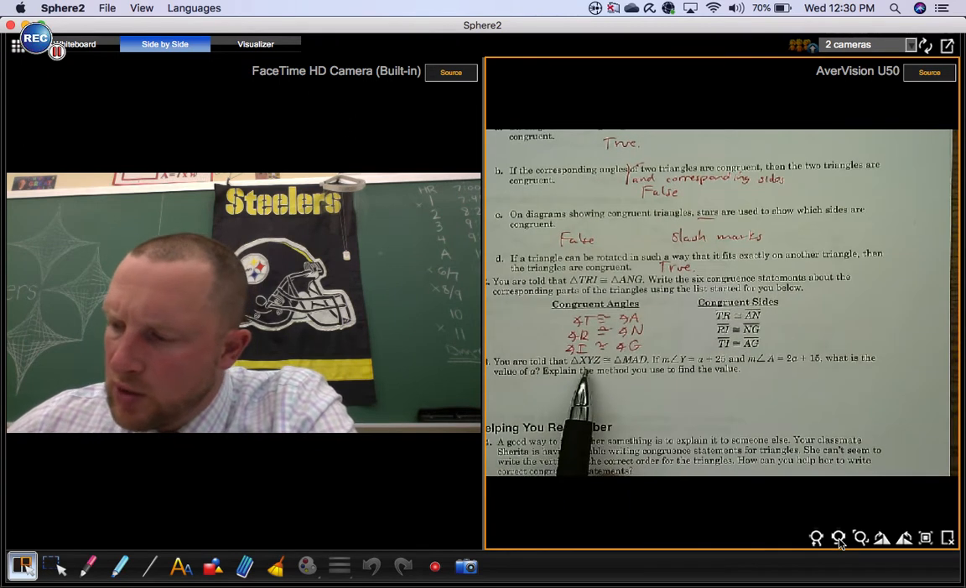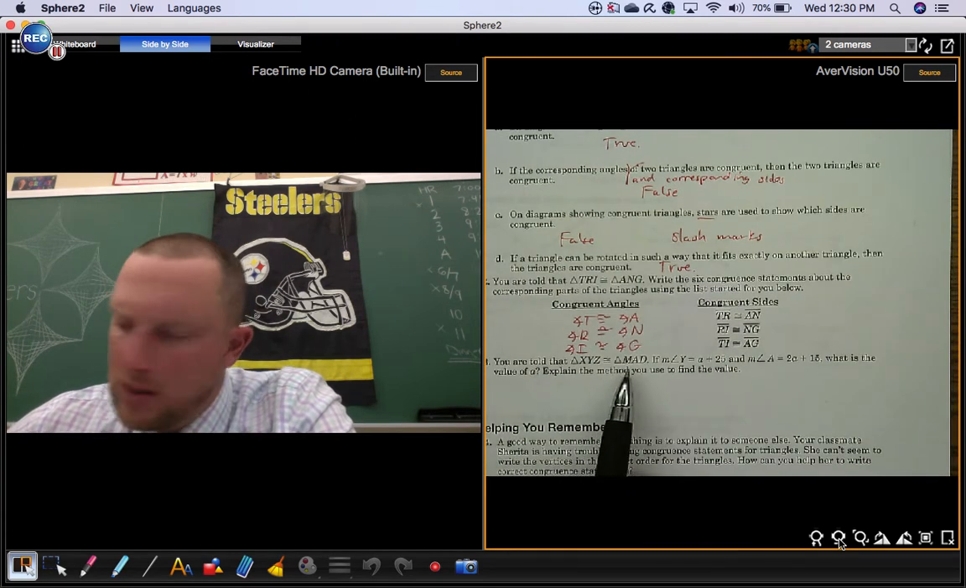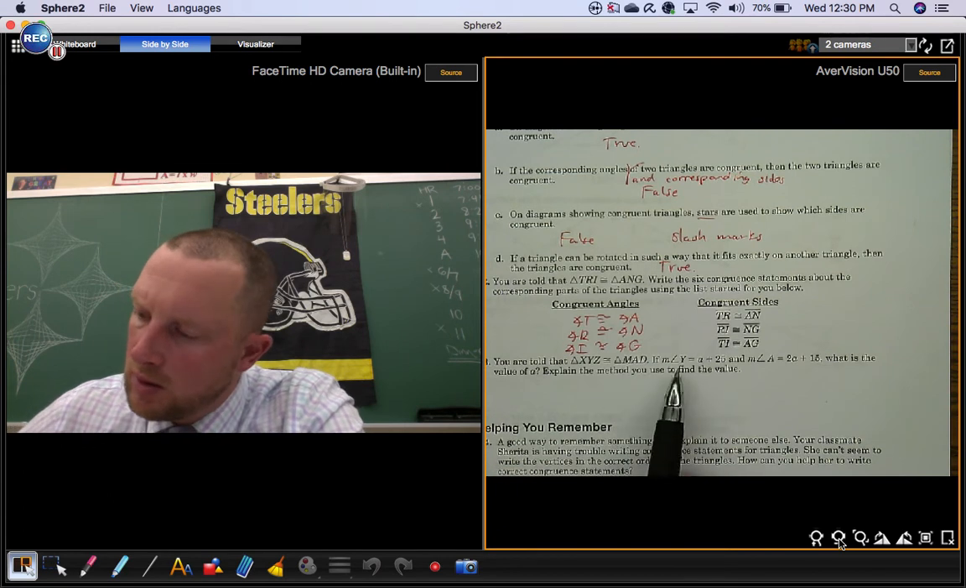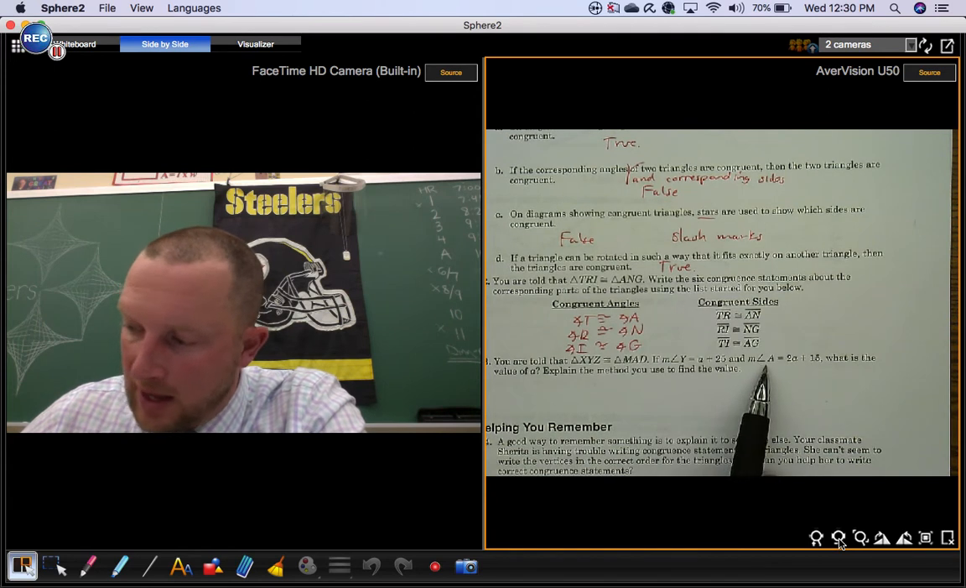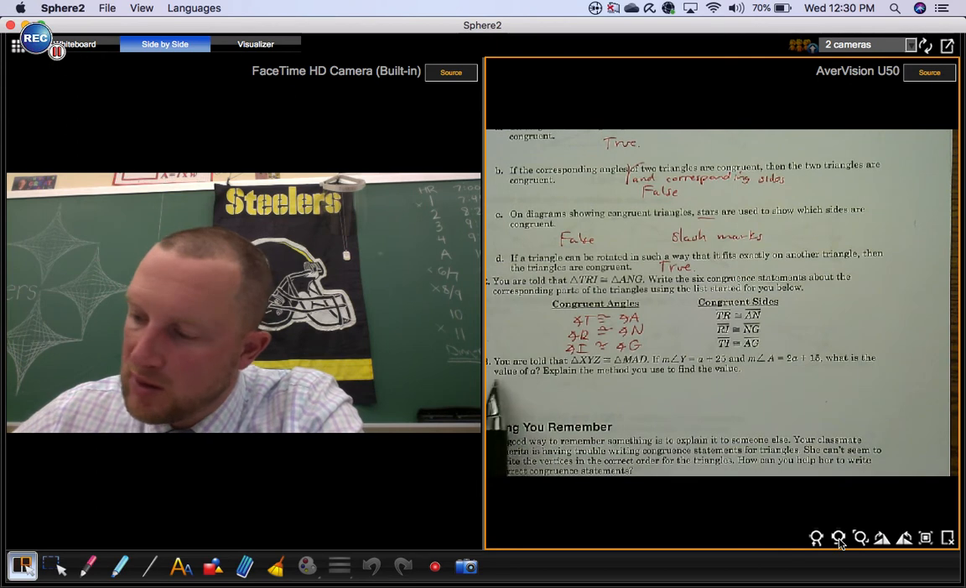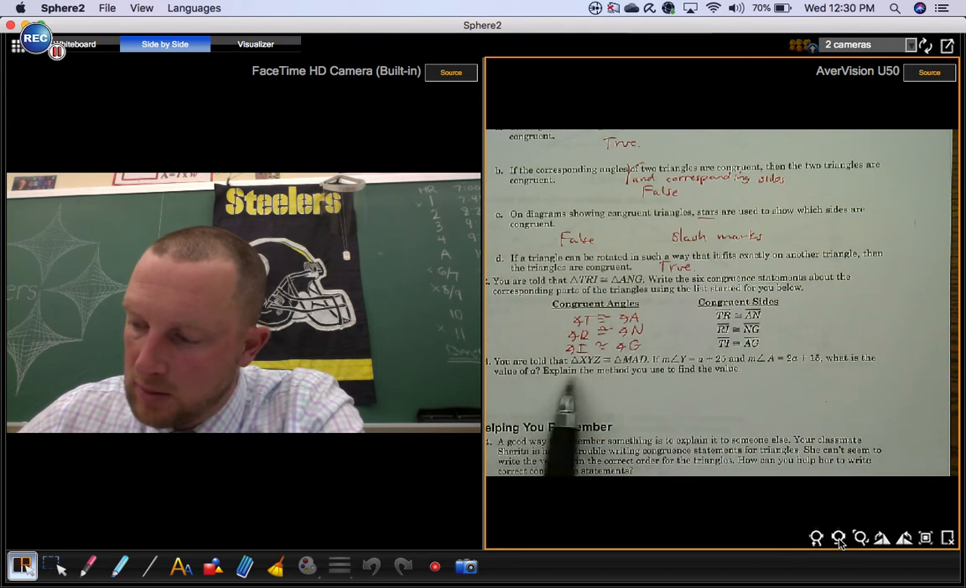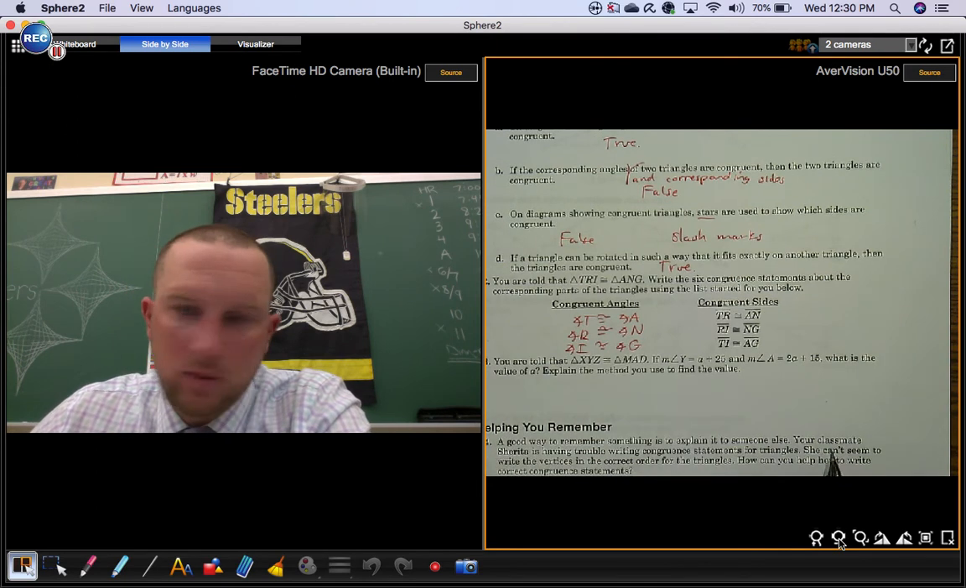You are told that triangle XYZ is congruent to triangle MAD. If the measure of angle Y is a number plus 25, then the measure of angle A equals 2 times the same number plus 15. What is the value of A? Explain the method used to find the value.